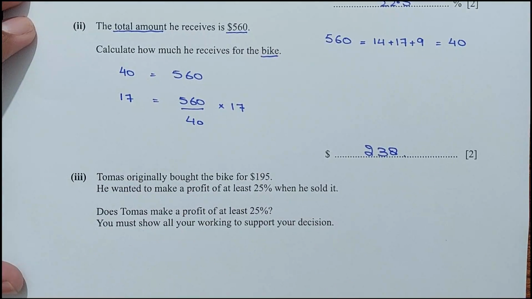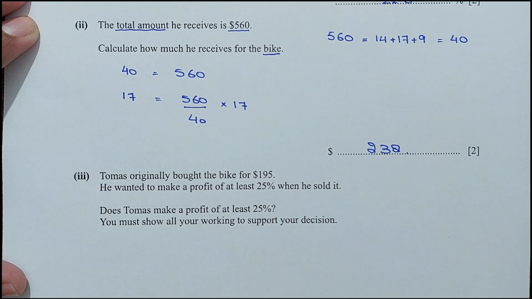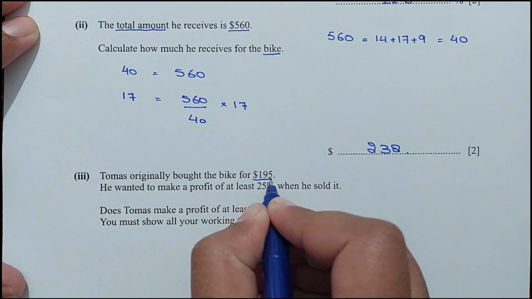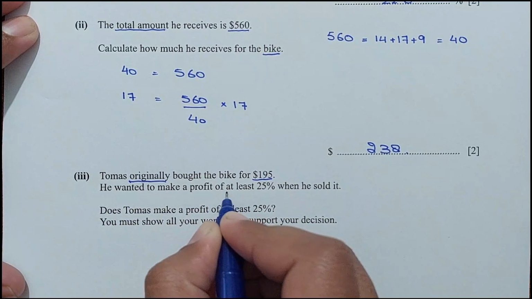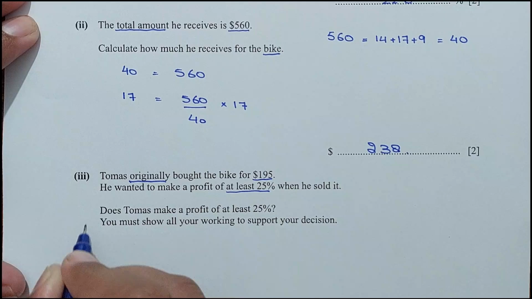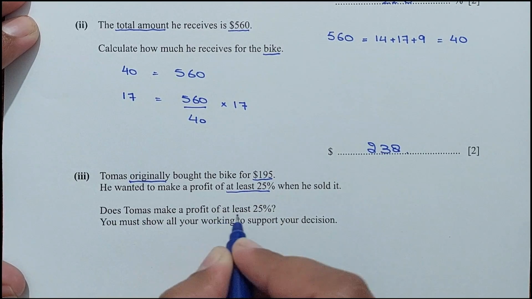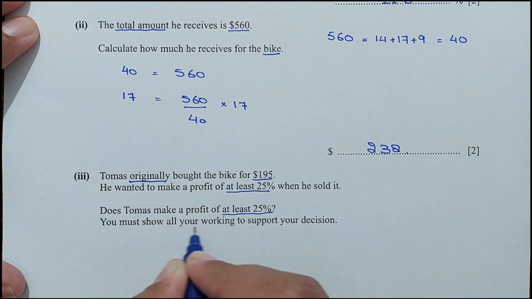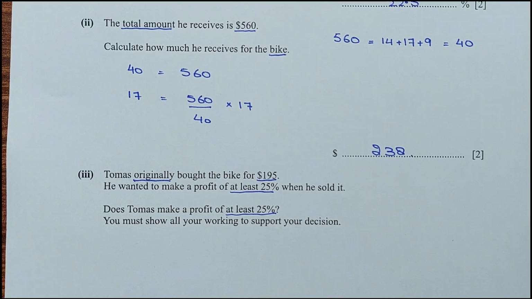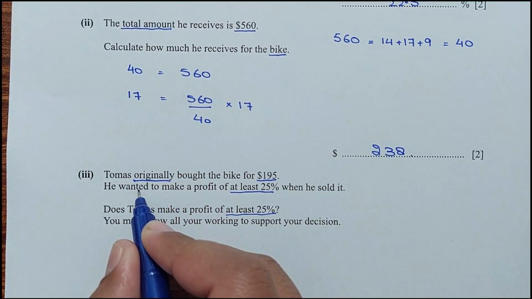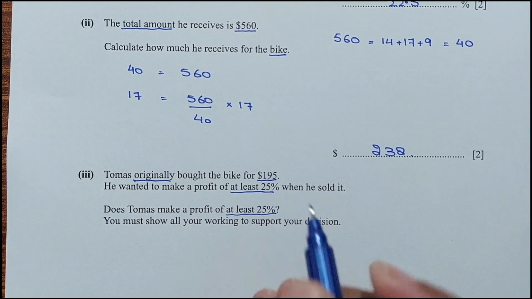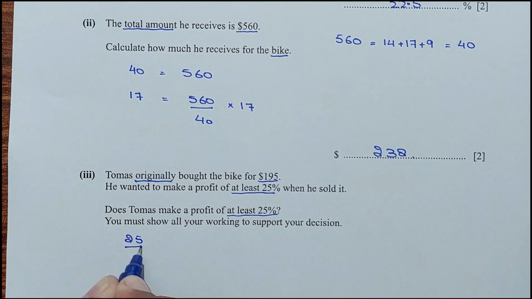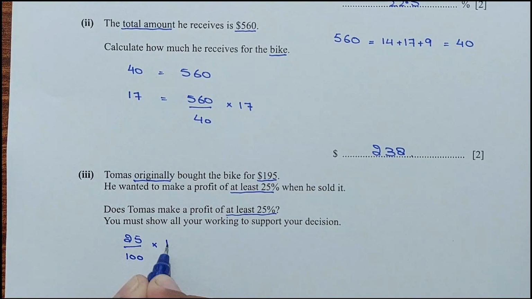Right. Now for the third part, Thomas originally bought the bike for $195. This is the original price. He wanted to make a profit of at least 25% when he sold it. Does Thomas make a profit of at least 25%? You must show all your working to support your decision. Okay, so originally he bought the bike for 195 and he wants to make a profit of at least 25%, right? So let me find what is 25% of the original price of the bike, which is 195.